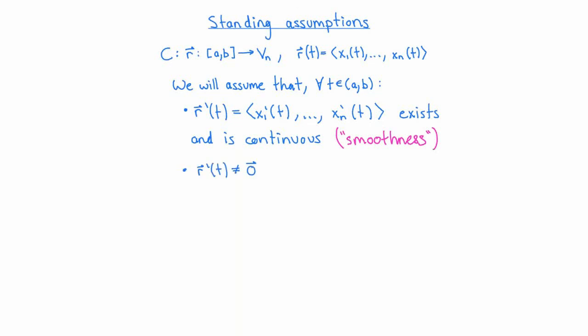A second assumption that's good to have in place is to assume that the derivative r'(t) is never the zero vector. This guarantees that as r is tracing out the curve C, it can never stop and turn around. It's also going to allow us to define the unit tangent vector in just a moment. This is an example of what some people might refer to as a regularity condition on the parametrization.